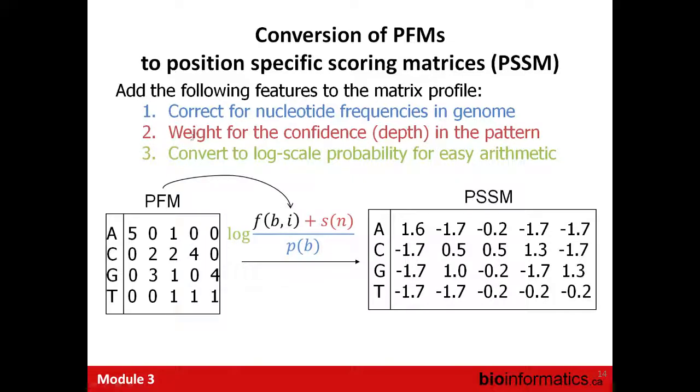Finally, we have a weight for the confidence or the depth in the pattern. And the way we do this here is by adding a pseudo count. All right. You guys see all of these zeros in the matrix. Who knows what happens when you try to take log zero? Anyone? Okay. If you try to take log zero, you get negative infinity, which won't work very well here.